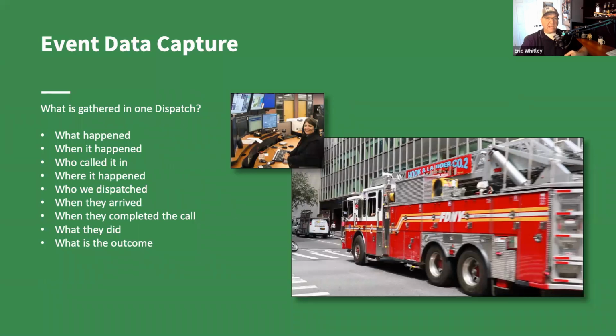We know exactly when the cat got stuck in the tree. We know where the location of the cat is. We know who called it in. We know how long the cat's been in the tree, who we sent out to get the cat out of the tree, maybe some of the tools that they use to get the cat out of the tree. All of that is captured in that moment of 911, what's your emergency? So we begin to capture that. And so this is really kind of the first piece of the data that we begin to capture.